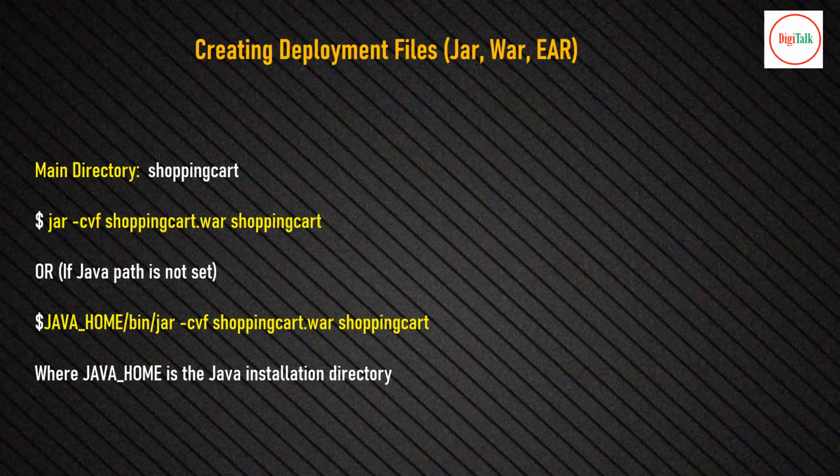So here in the example, the parent folder name is shopping cart. That means you have a parent folder with the name shopping cart, and all of your WAR application code is inside this folder. Once you run this command, it will create the shoppingcart.war file.